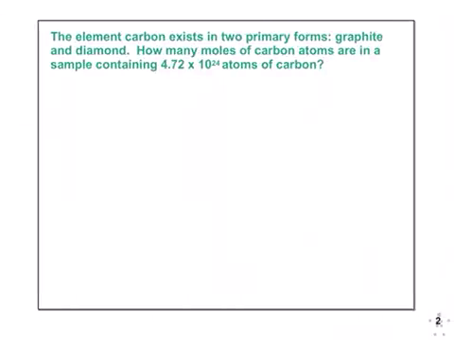All right, so let's put this into practice. The element carbon consists of two primary forms, graphite and diamonds. How many moles of carbon atoms are in a sample containing 4.72 times 10 to the 24 atoms of carbon? So this goes back to, was it maybe chapter 4, where we were doing unit conversions? The unit conversion here is going from atoms of carbon, and we want to turn that into moles of carbon. So to do that, the first step is the same as when we were converting inches to centimeters. You write what you were given in the first box.